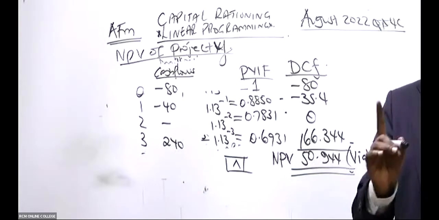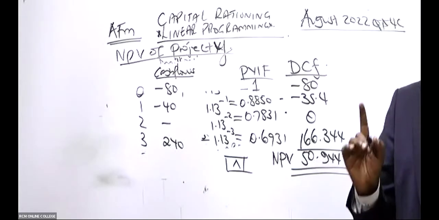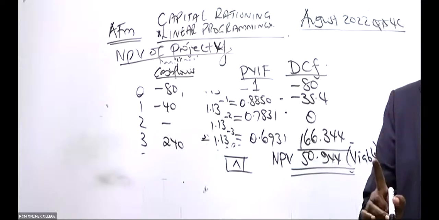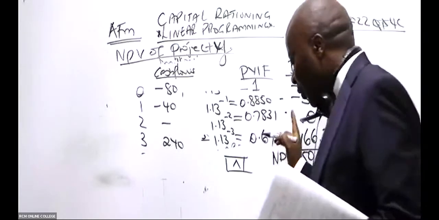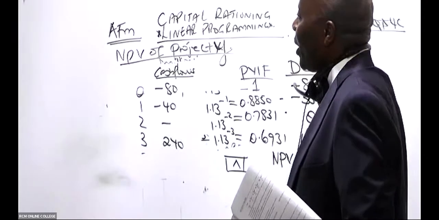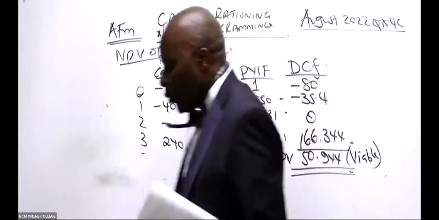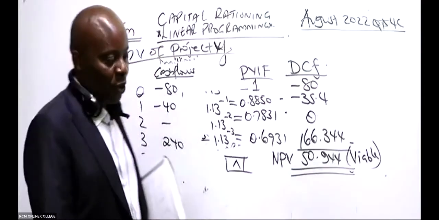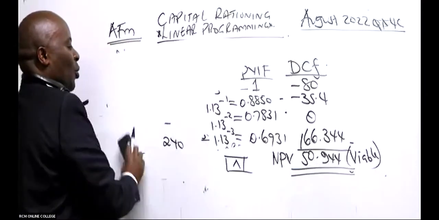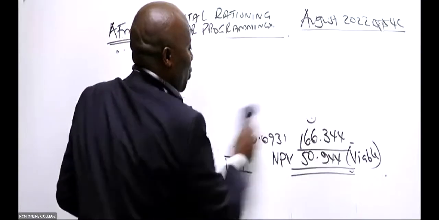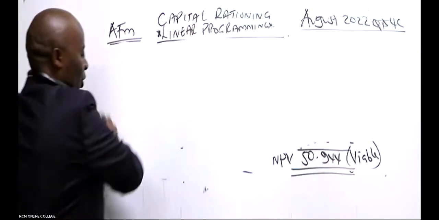So that is step number 1. You get NPV of the projects that have been provided. If there are 3, you do the same for the third one. So having gotten that, step number 2, you do an LP formulation. So step 2, we formulate the linear programming.